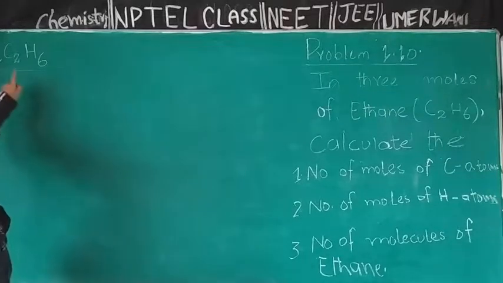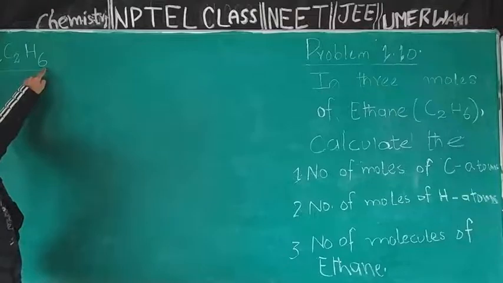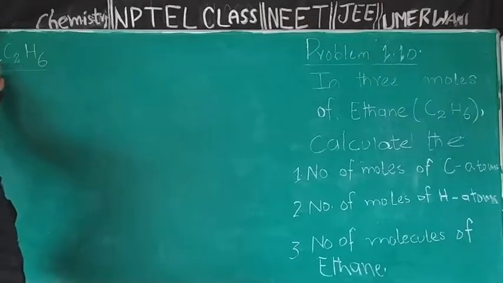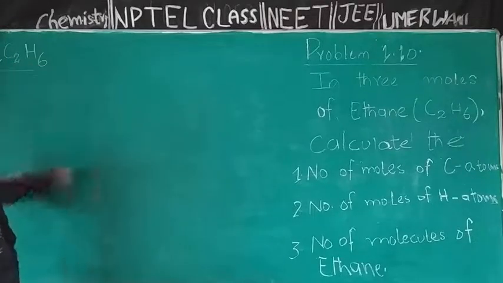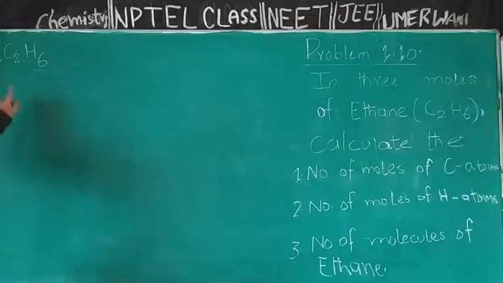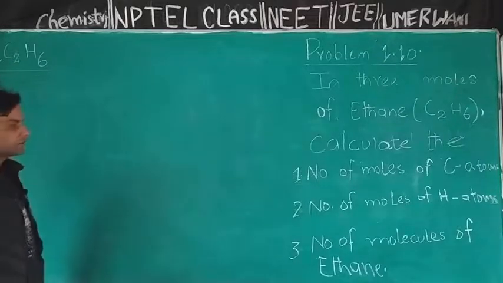Molecular formula of ethane represents 1 mole of ethane, and 1 mole of ethane contains 2 moles of carbon atoms and 6 moles of hydrogen atoms, or I can say 1 mole of ethane contains 2 mole atoms of carbon and 6 mole atoms of hydrogen. On basis of this idea, I am able to solve first 2 parts of this question.